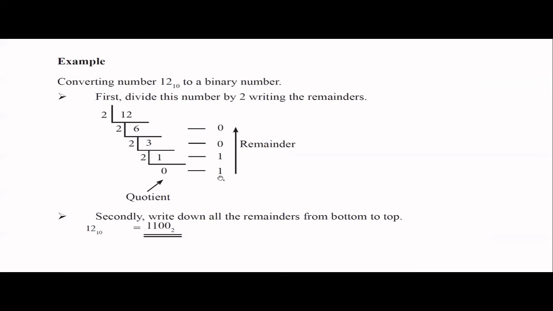These remainders are very important because from them we get the answer. Remember, when you write the answer, you should write all the remainders from bottom to top. So 12 in decimal is 1100 base 2 in binary. Remember, the base is very important to write. If you just write 1100 in your answer, you won't get marks, because then it's a totally different number, not a binary number. Did you understand?